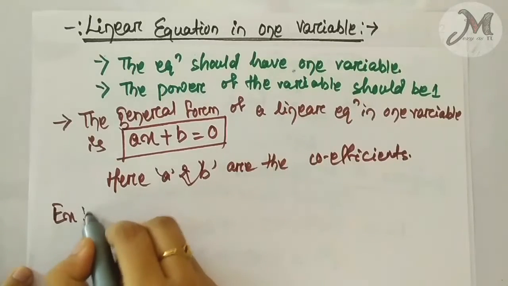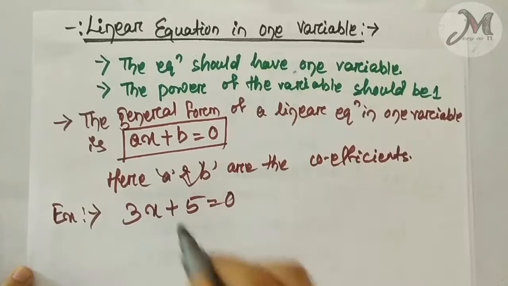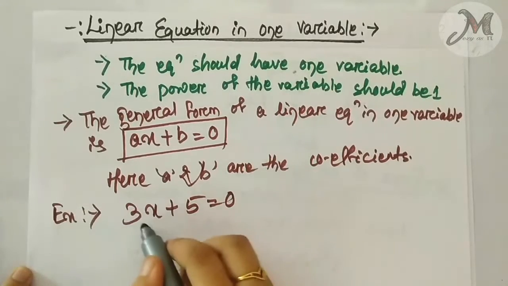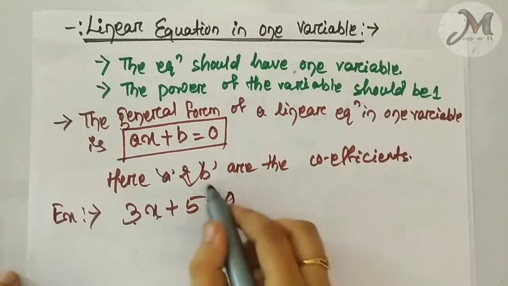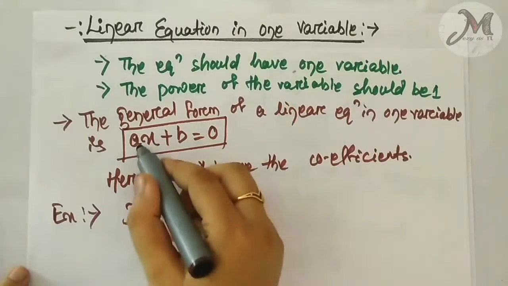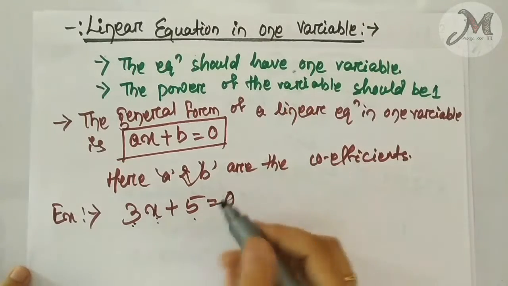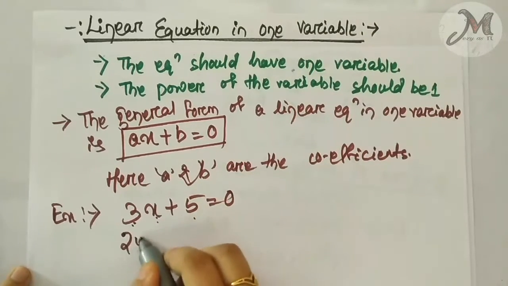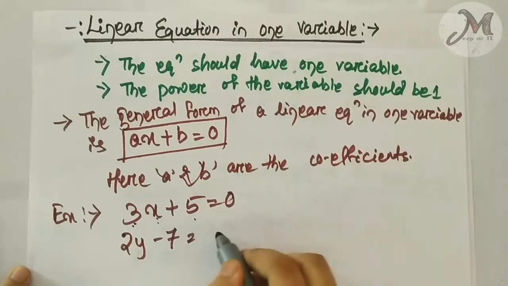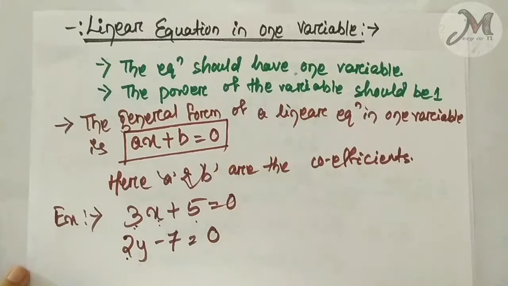You can take examples also. Suppose 3x plus 5 is equal to 0. So here the coefficient of x is 3 and 5 is also a coefficient or a constant term. So here a is 3, b is equal to 5 and the variable is x. Okay, we can take another example also. Suppose 2y minus 7 is equal to 0. So here a is equal to 2 and b is equal to minus 7. Okay, clear?